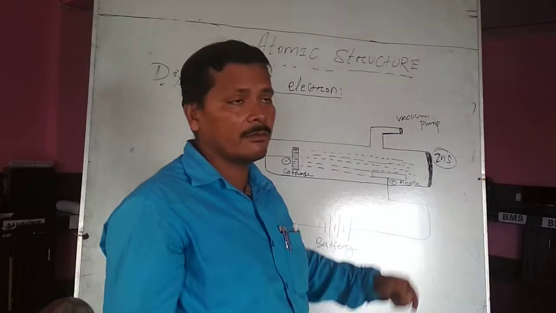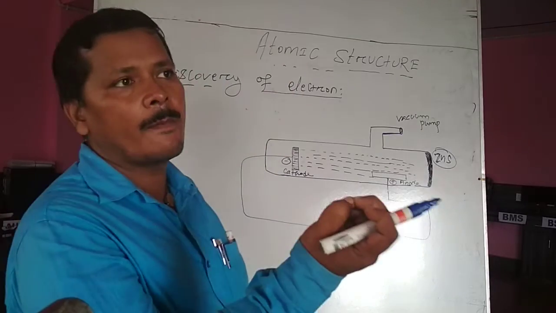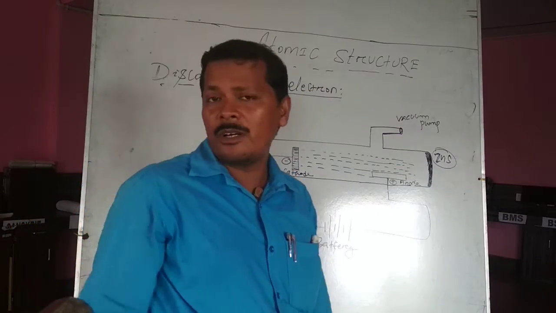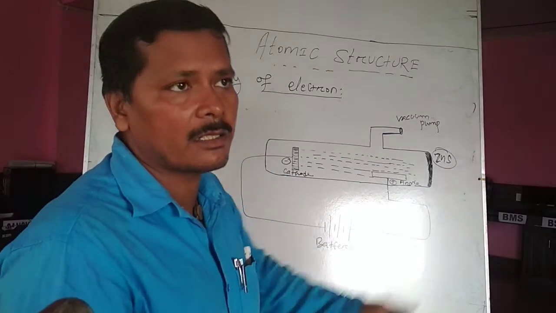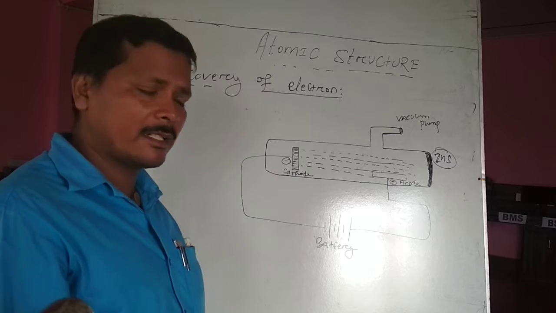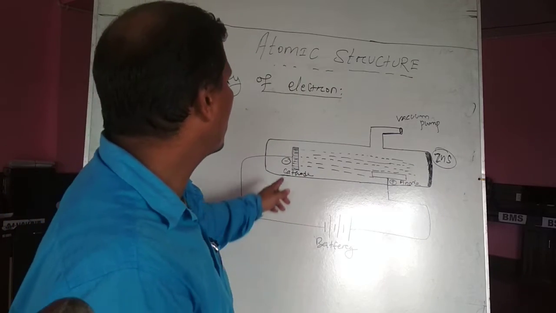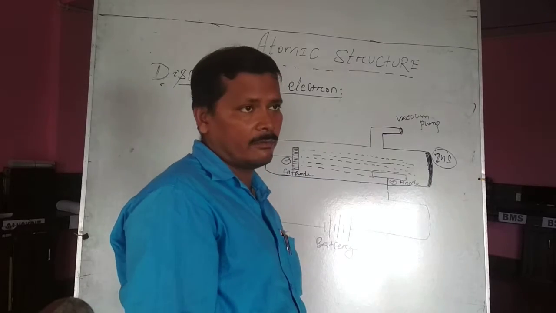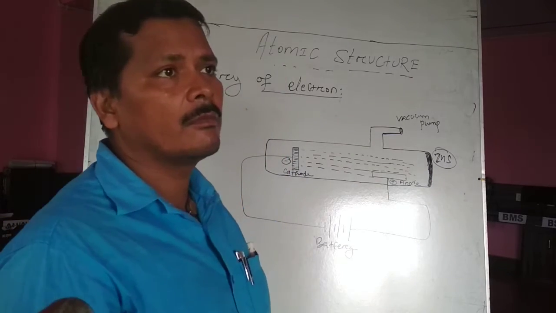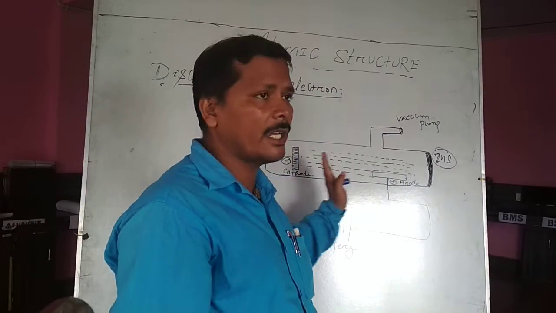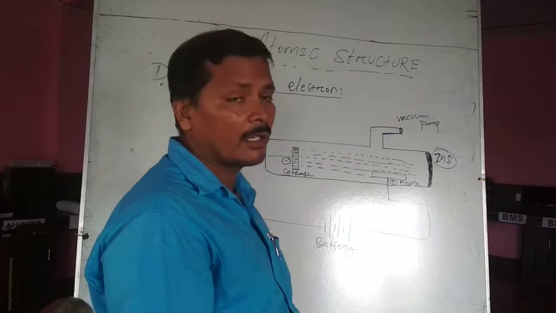When these rays strike here, some bright spots were seen here. So from that, it was confirmed that some rays are coming from the cathode side and traveling towards the anode. Since these rays come from the cathode side and travel towards the anode, these rays were called cathode rays.